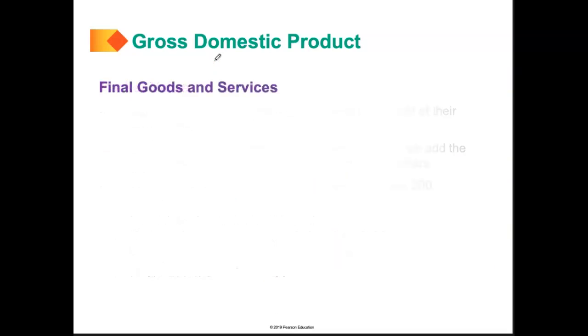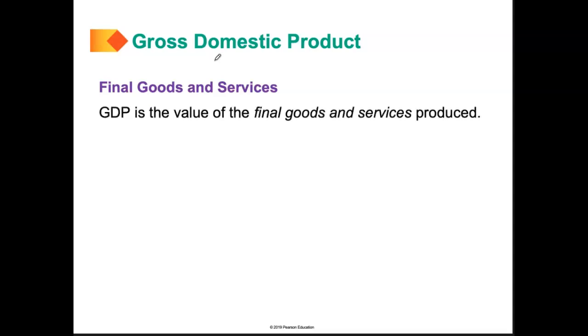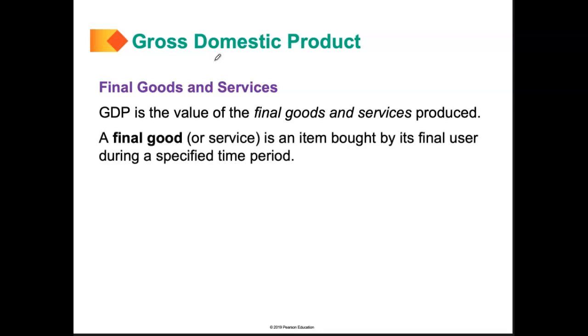The next component of GDP is, we said GDP consists of the market value of all final goods and services. So what is a final good? Well, to actually understand a final good, we need to explain the definition of a final good. A final good is an item bought by its final user during a specific time period.